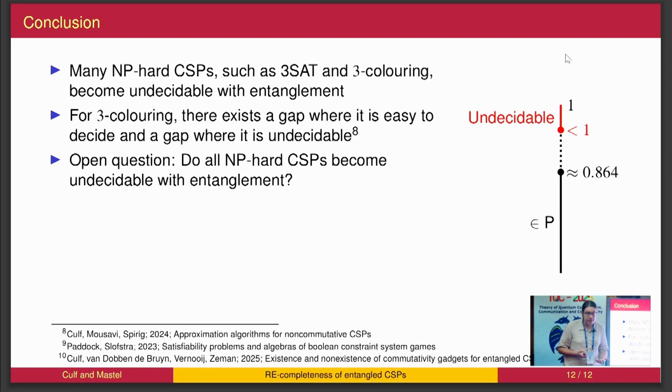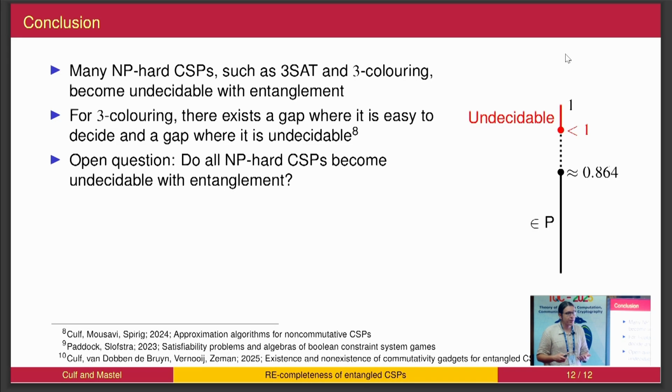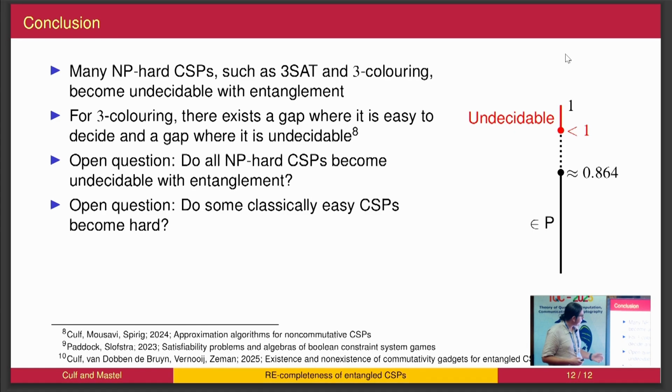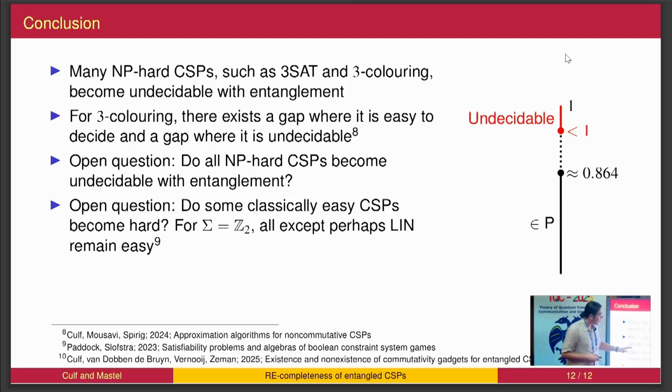An open question is, what about the rest of the NP-hard CSPs? Do they become undecidable with entanglement, or are there some NP-hard CSPs that become decidable once played with entanglement? And the converse of that question is, are there classically easy CSPs that become hard once you play them with entanglement?